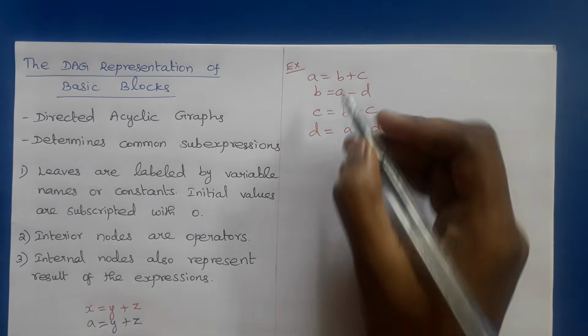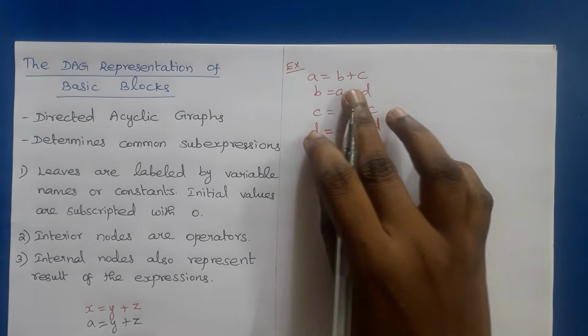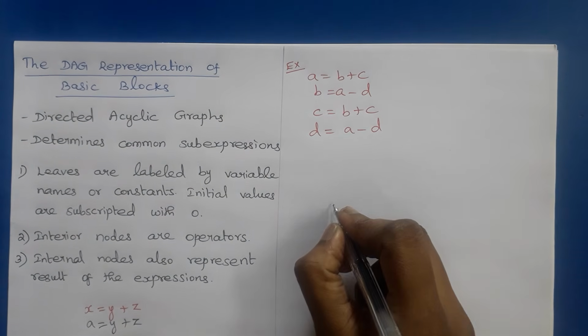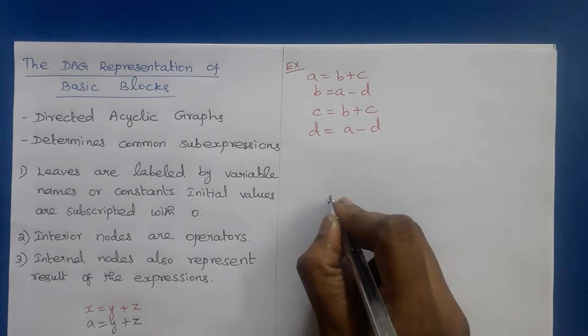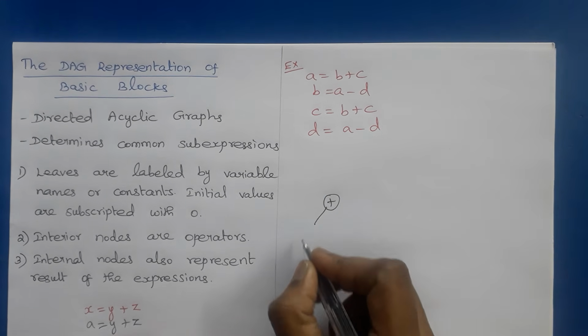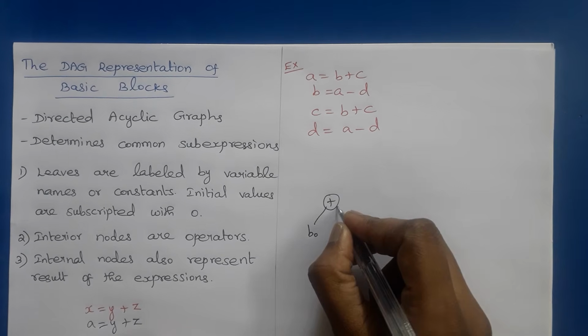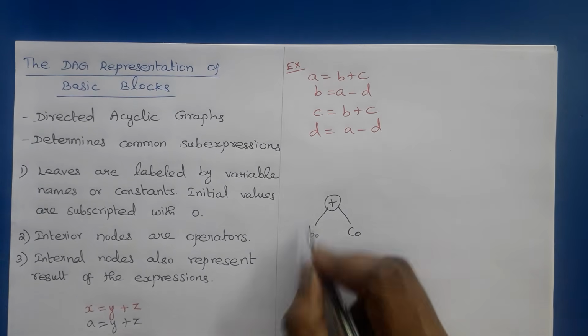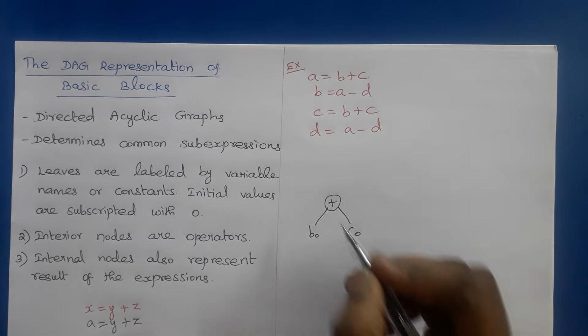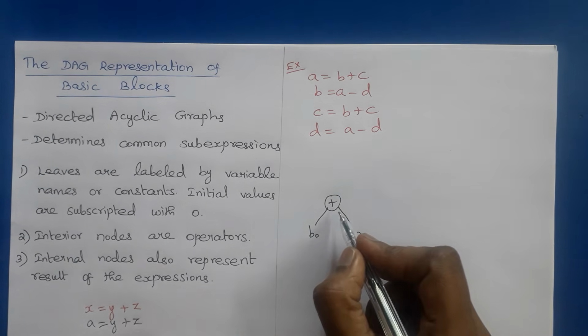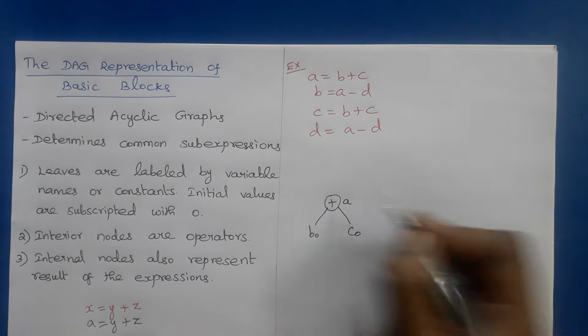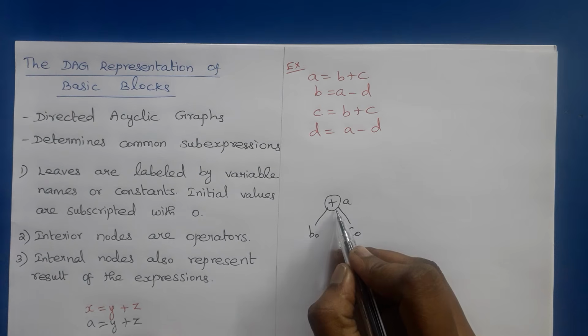Okay, so first we need to construct plus. Plus is not already constructed, so we create plus, and its left child is b, right child is c. These are the initial values, so b naught and c naught. And what is the result of this node? A. So it should be attached to the internal node.